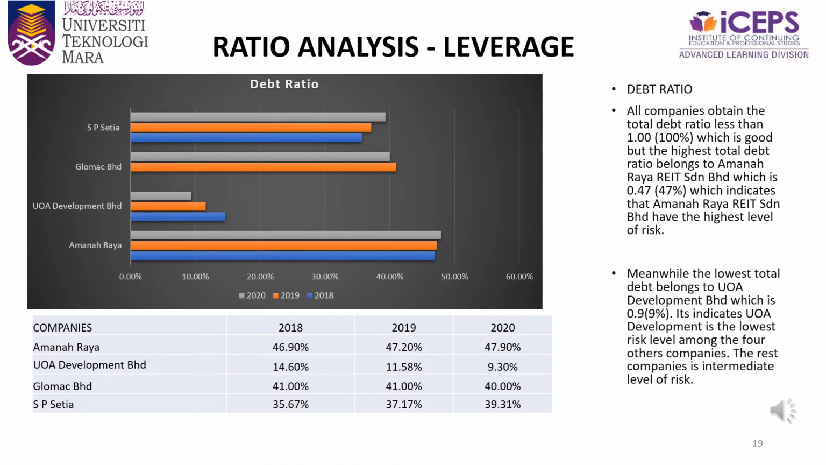Next, ratio analysis is leverage. Debt ratio. All companies obtain a total debt ratio of less than 1, which is good, but the highest total debt ratio belongs to Amanah Raya Sdn Berhad, which is 0.47, which indicates that Amanah Raya has the highest level of risk. Meanwhile, the lowest total debt belongs to UOA Berhad, which is 0.9. It indicates UOA Development is the lowest risk level among the 4 companies. The rest of the companies are at an intermediate level of risk.